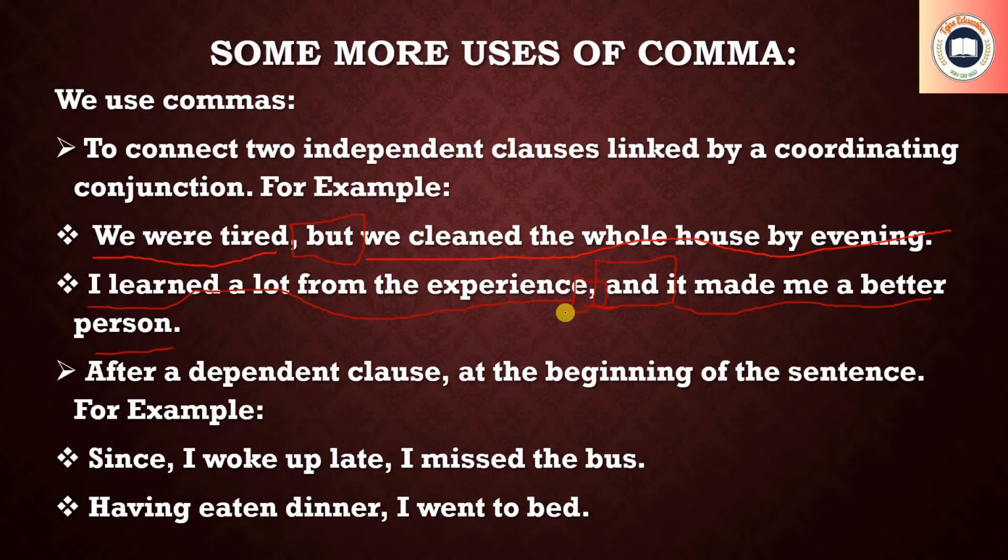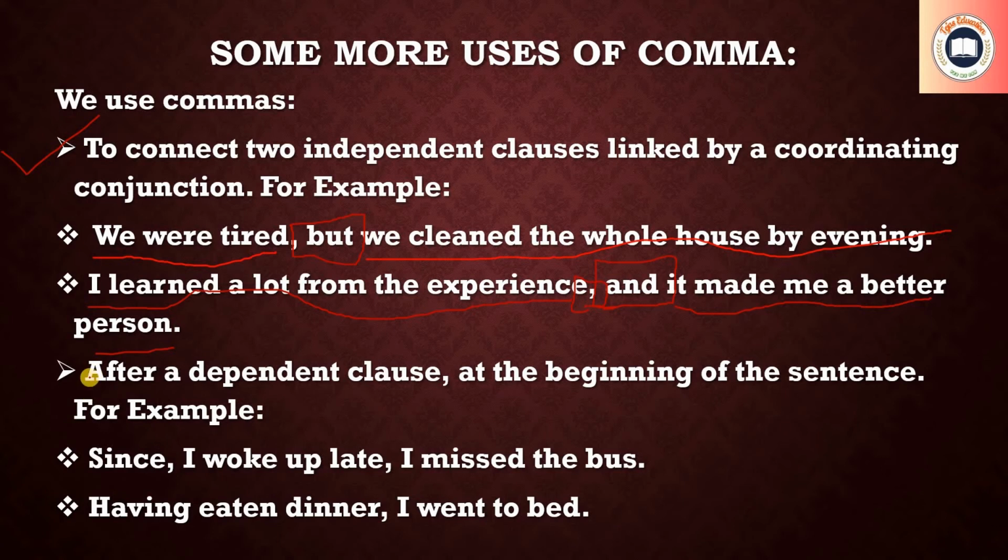So according to the rule we understood that when we connect two independent clauses by a coordinating conjunction, before the coordinating conjunction we use a comma. We have seen two examples. Hope this is understood.